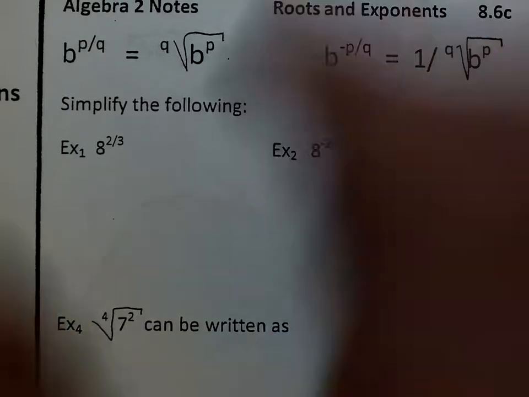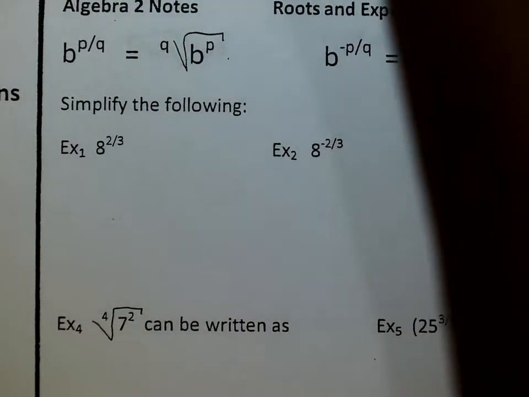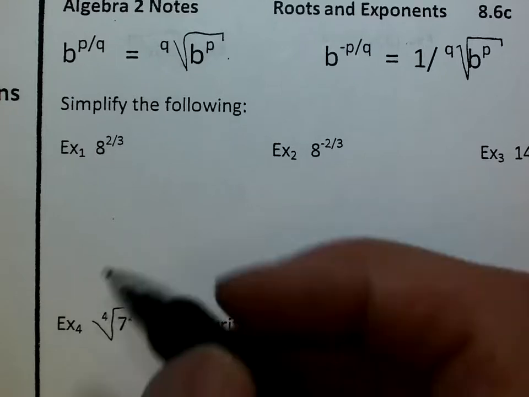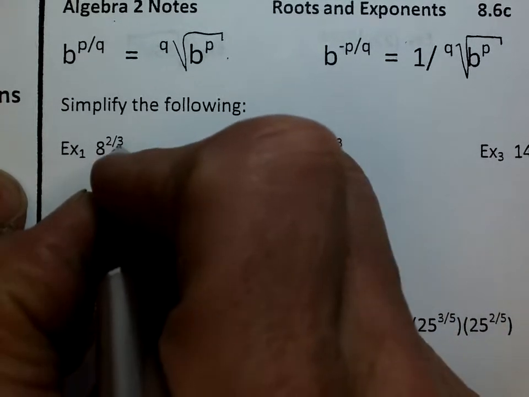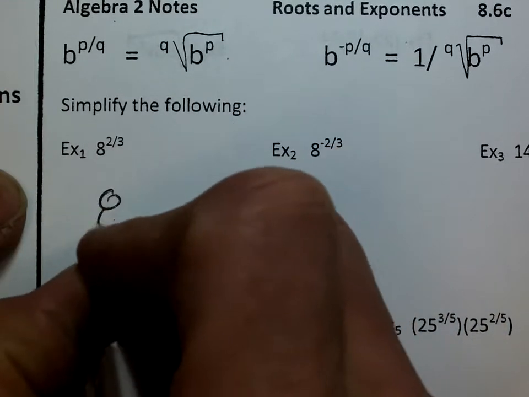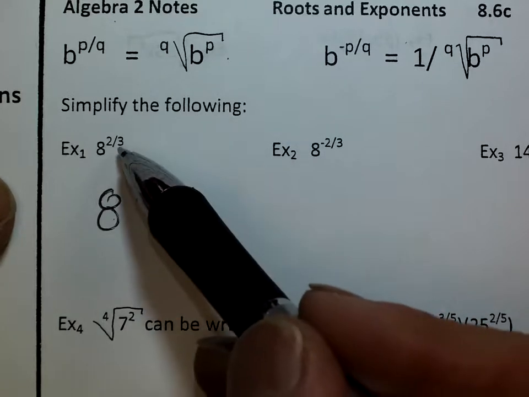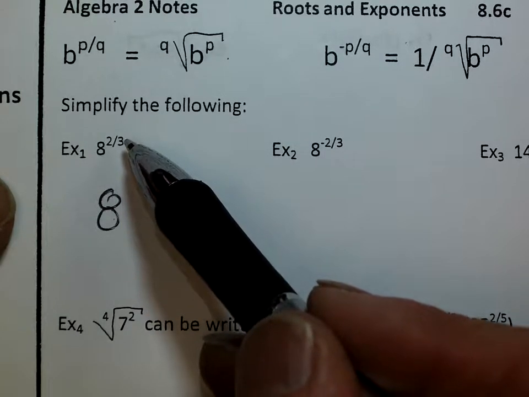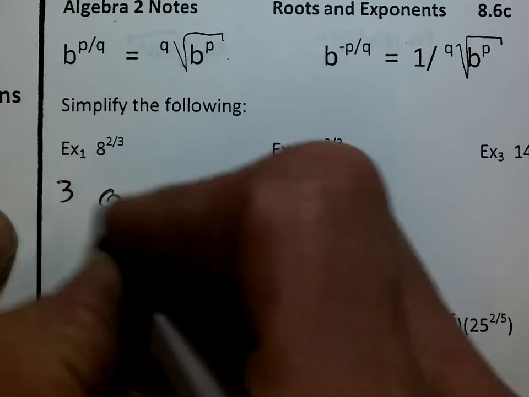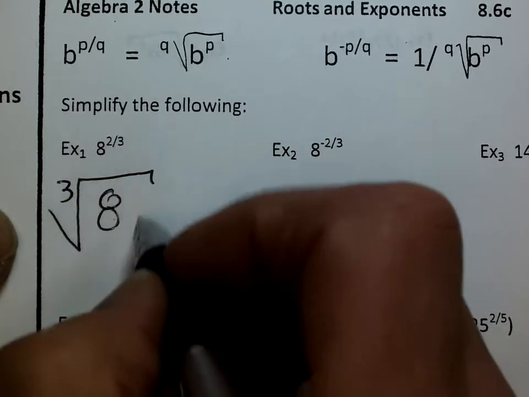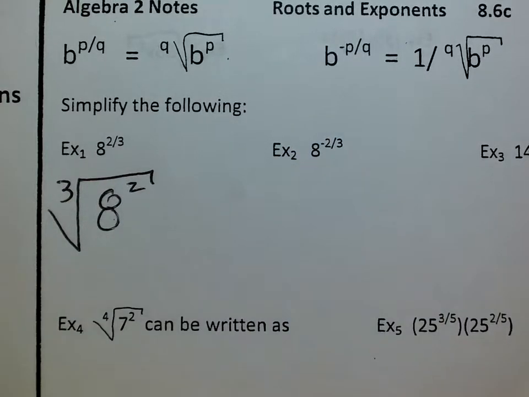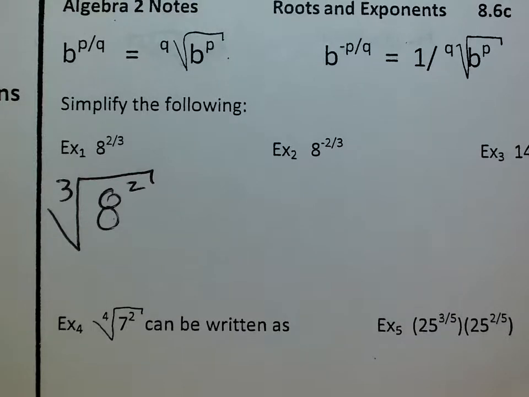All right, so first of all, number 1. We're going to rewrite this by taking the 8 and making it a cube root, because it's the bottom number, cube root of 8 squared, okay? Now there are 2 ways to tackle this, and I want you to listen carefully. 2 ways to tackle this.